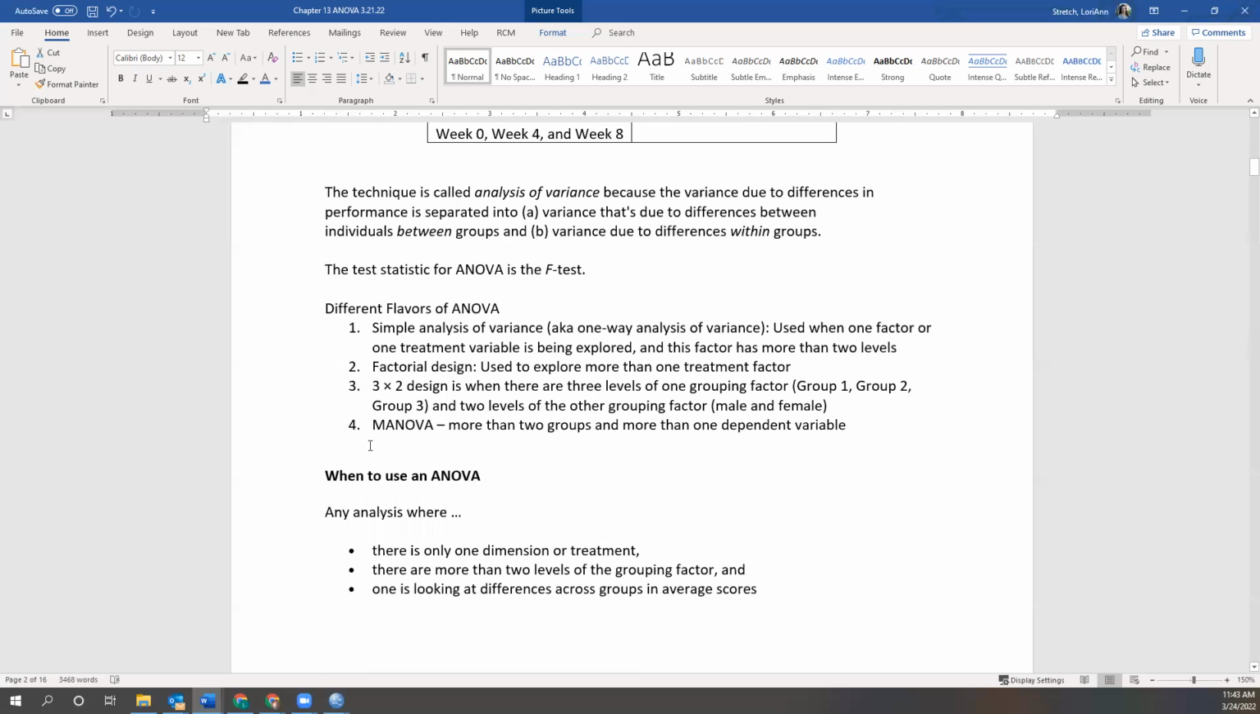All right, so lots of different types of ANOVAs. You'll see this written in many different ways. A very common one is a simple one-way ANOVA, but we also use factorial ANOVAs, which we'll be talking about in the next video. And then MANOVAs, which we'll be talking about in future classes.